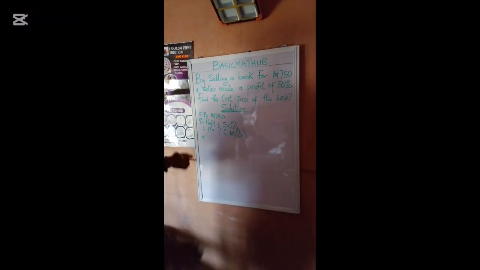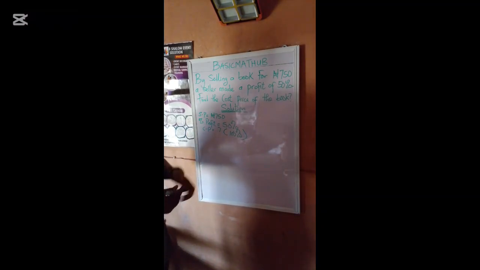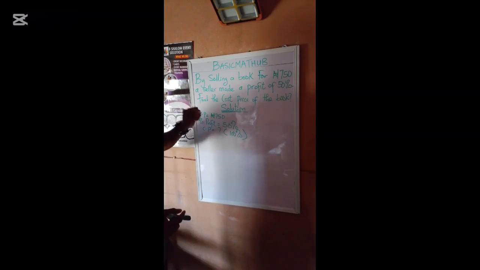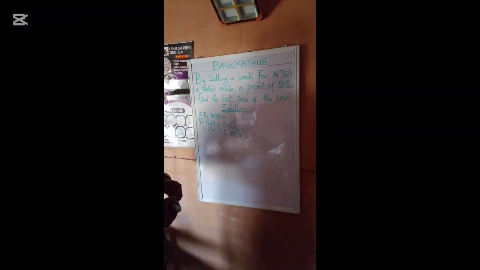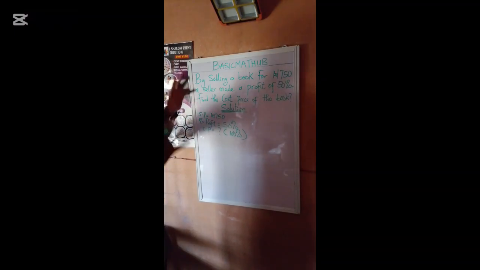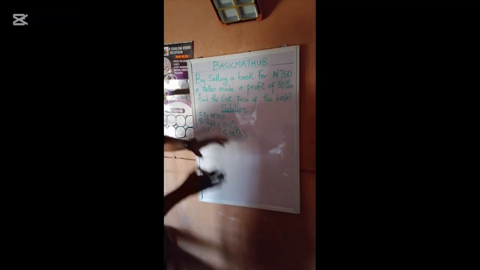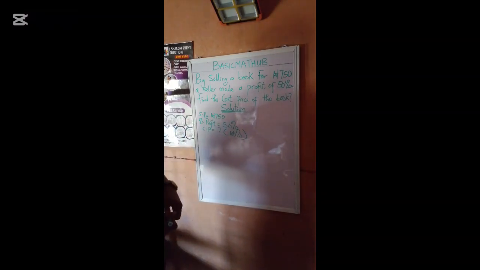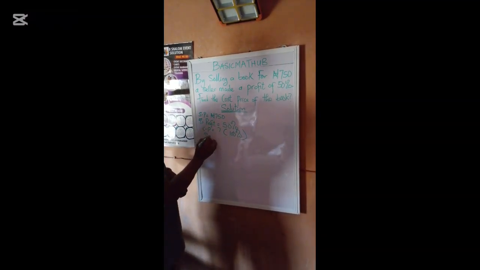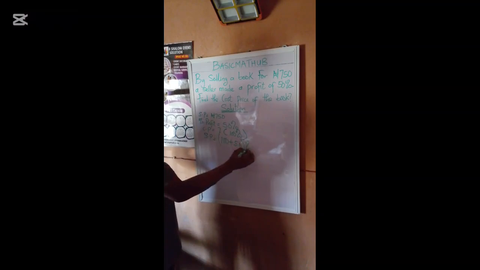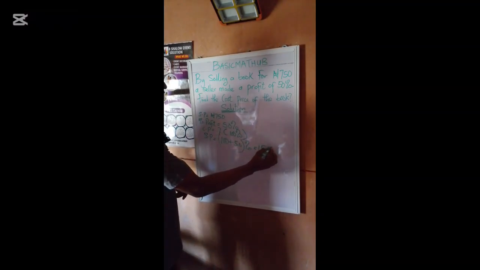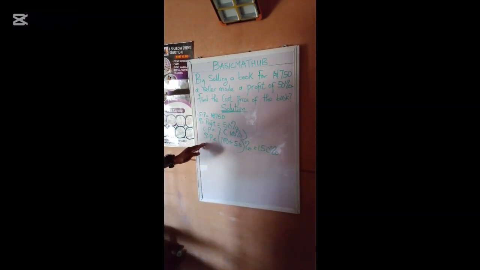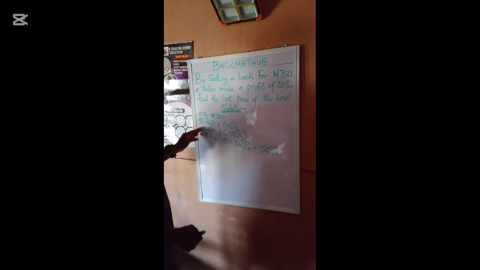The cost price is 100%, and the profit is 50%. So when we are combining two percentages in form of a fraction, whatever quantity or value we are looking for will be the numerator, while the other will be the denominator. So if our cost price is 100% and our profit is 50%, it means the selling price percent will be 100 plus 50, everything in percentage, and that will give us 150%. The selling price in percentage is 150%, while the cost price is 100%.